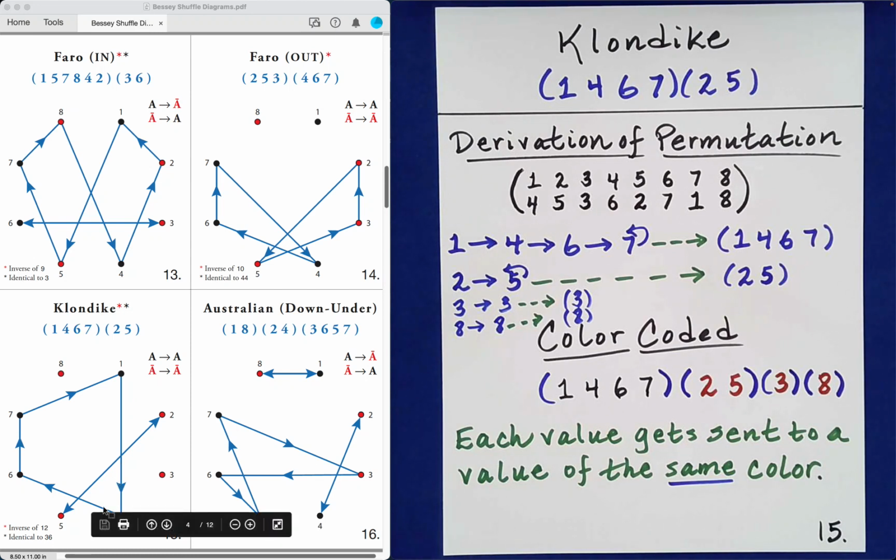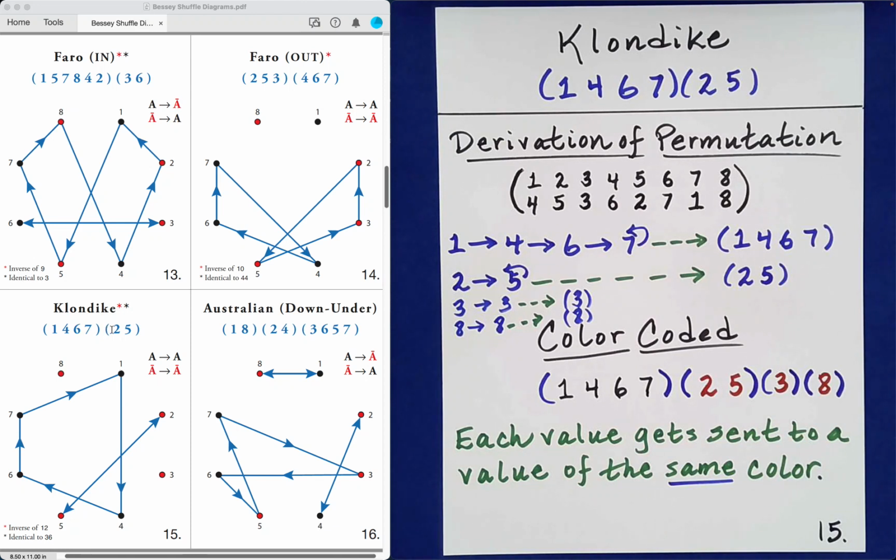And then 4 goes up to 6, and then 6 is sent to 7. So it goes straight up. And then 7 is sent back to 1. So that completes that cycle. So we would say that the values 1, 4, 6, 7 constitute one of the orbits for this shuffle. Those values just get moved around among themselves according to the arrows indicated on our Bessey diagram.